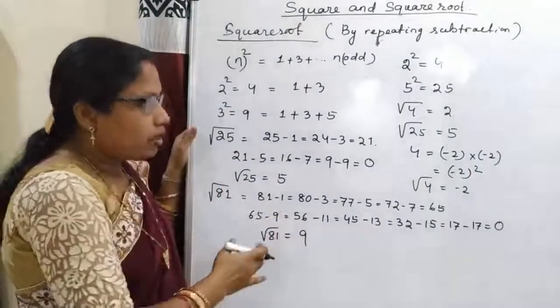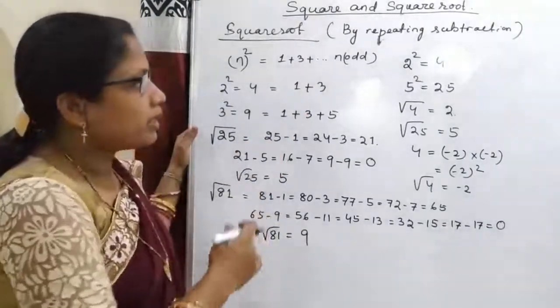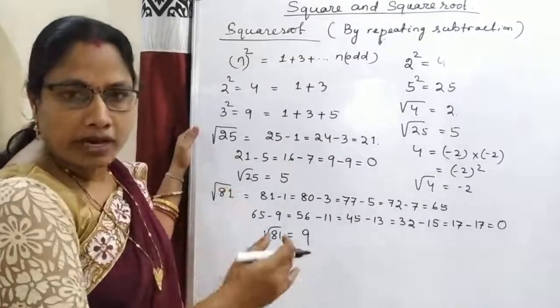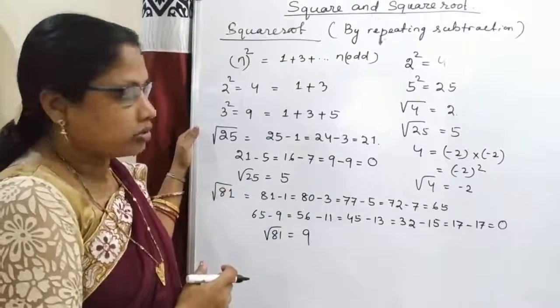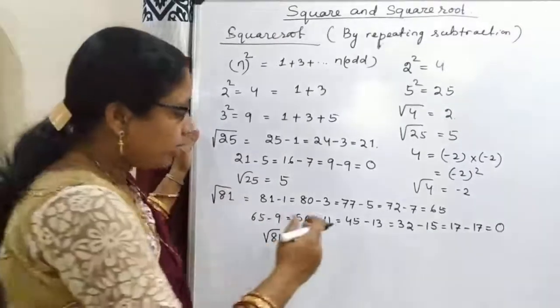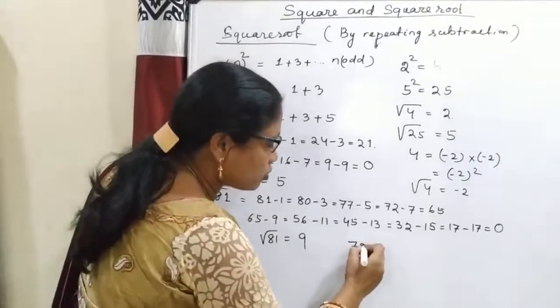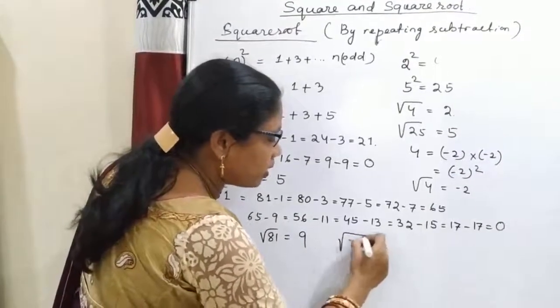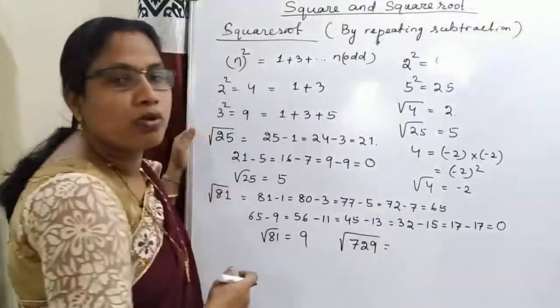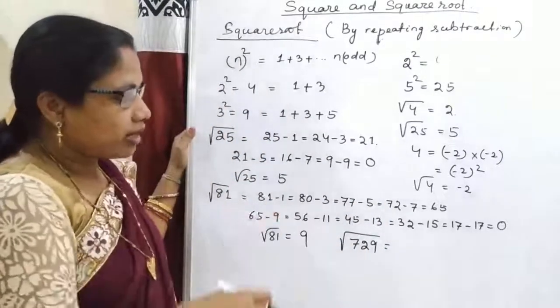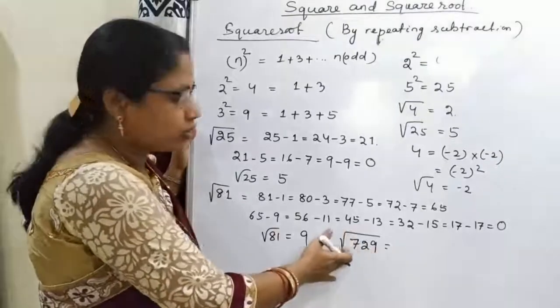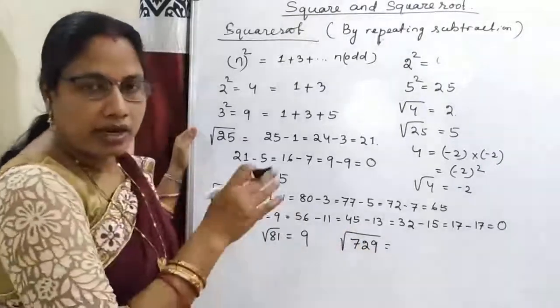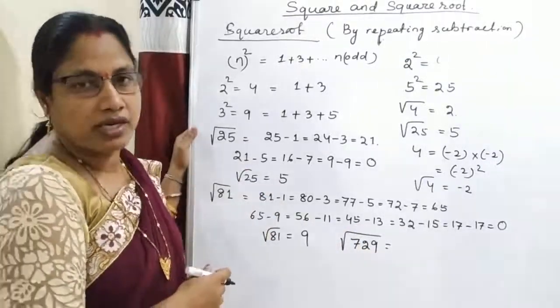So by this method, repeating subtraction, we can find the square root of smaller numbers. If we are asked to find the square root of 729, this will be more difficult. So there is another method to find the square root of such numbers, and that method is known as the factorization method.